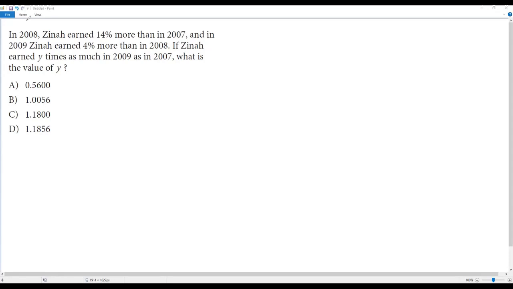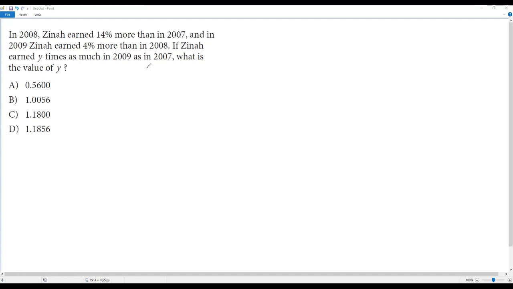In 2008, Zinah earned 14% more than in 2007, and in 2009, Zinah earned 4% more than in 2008. If Zinah earned Y times as much in 2009 as in 2007, what is the value of Y?